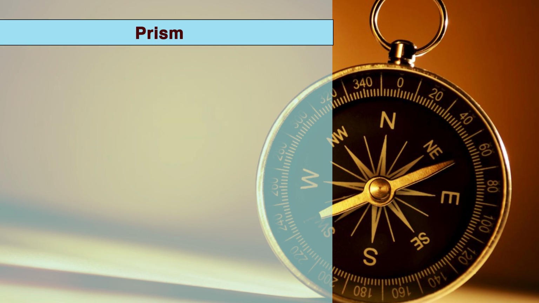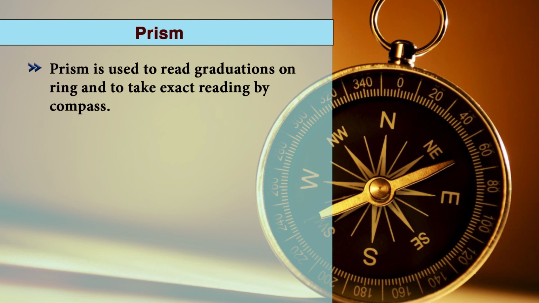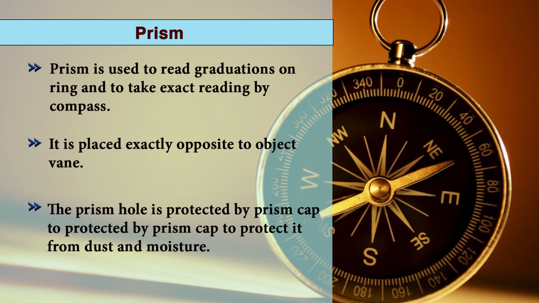Next is the prism. The prism is used to read graduations on the ring and to take exact readings by the compass. It is placed exactly opposite to the object vane. The prism hole is protected by a prism cap from dust and moisture.